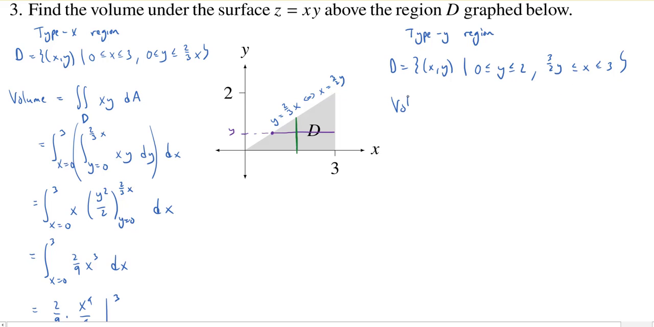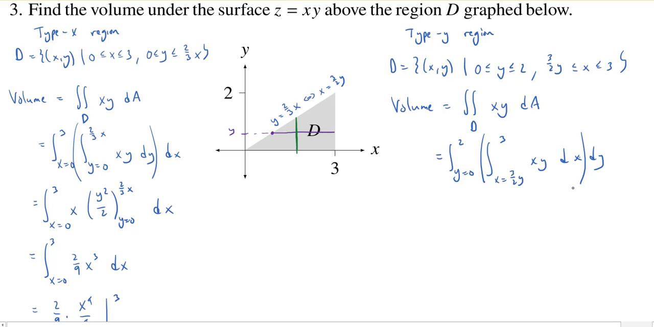And so now I can again write my volume. It's still a double integral of xy dA. But now again, by Fubini, I can break it up as an iterated integral, only now I start with the y's. So y goes from 0 to 2, and then x goes from 3/2 y to 3. Now we do dx first, and then dy. All right. Now you'll notice when I switch the order of integration, they're no longer the same bounds. And that's going to happen when we don't just have rectangles, but more complicated regions.